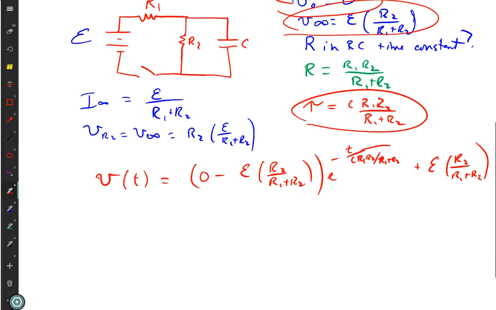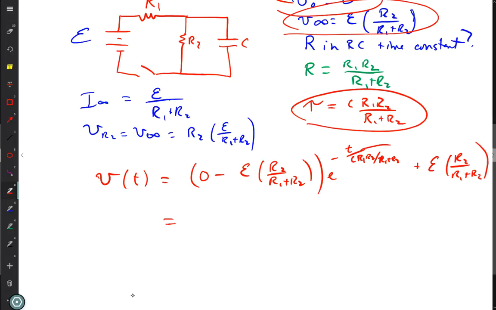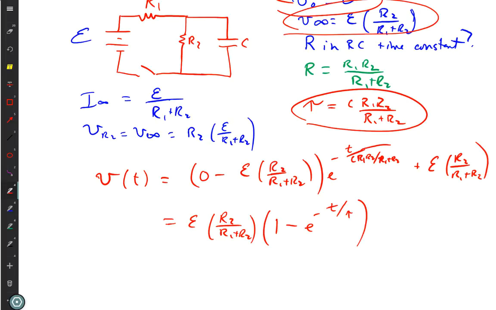Most people would say, hey, that is times 1 minus e to the minus t over, and I'm going to go back to writing tau because that was too long to keep writing the full thing. So that gives us the equation for the voltage as a function of time. Now I have the voltage as a function of time.